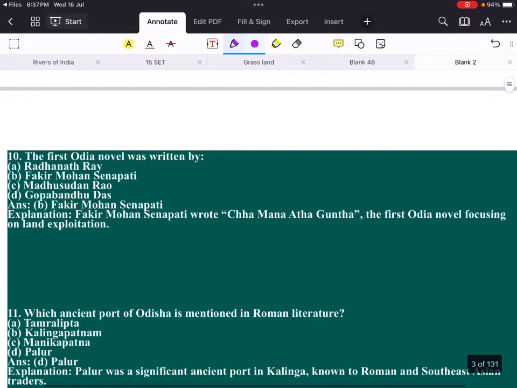Question number 10. The first Odia novel was written by option B, Fakir Mohan Senapati. Fakir Mohan Senapati wrote Chha Mana Atha Guntha, the first Odia novel focusing on land exploitation.